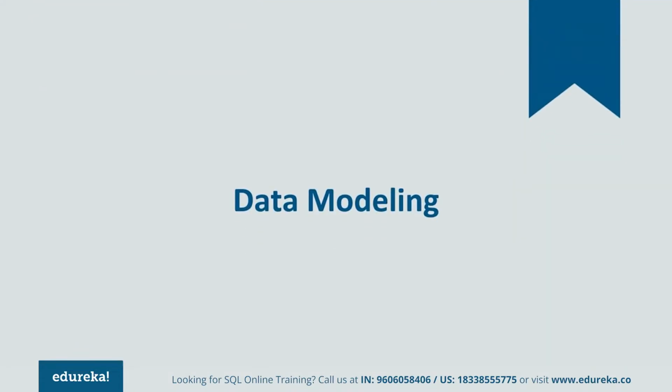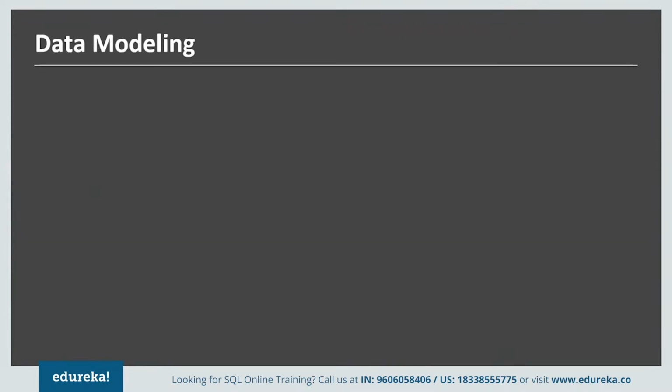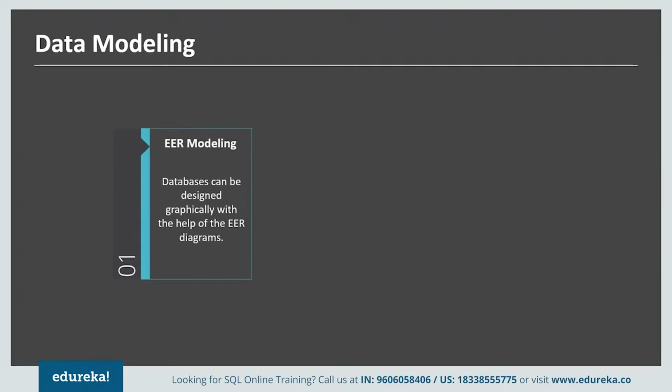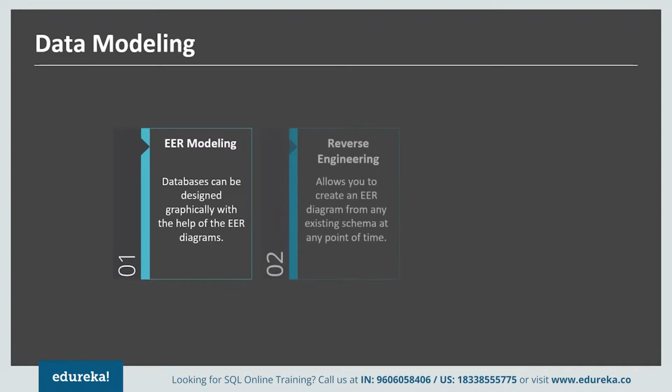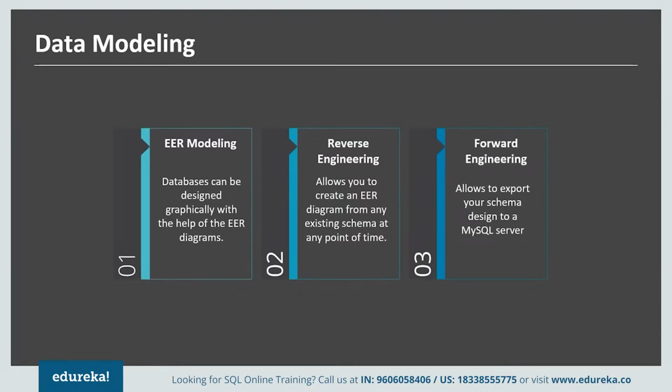So now that you've understood the SQL development module, it's time that we jump on to our next module, that is basically our data modeling. So as I mentioned before, the data modeling module is basically used to design your databases. So this lets you work with enhanced entity relationship models. So you can create a new model, or you can also create a model of an existing database by reverse engineering, or data modeling also allows you to export your schema design to a MySQL server.